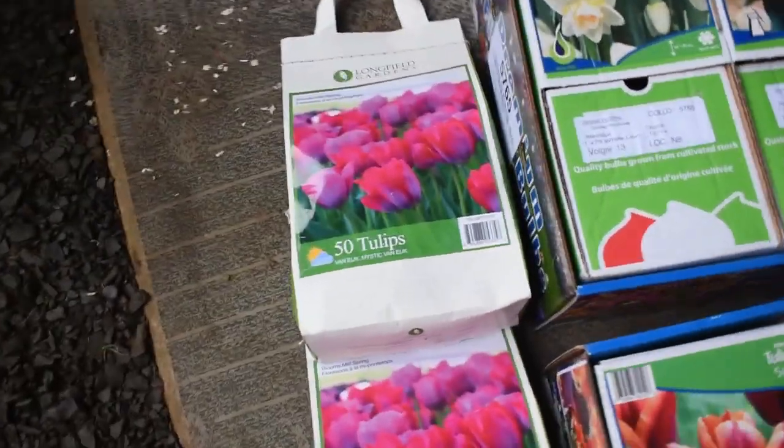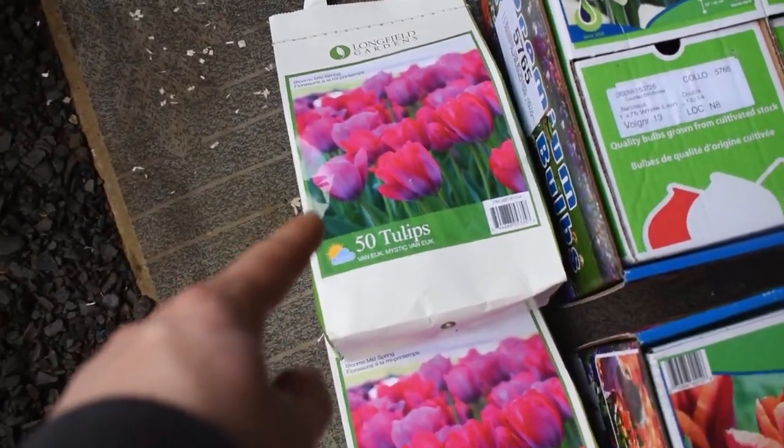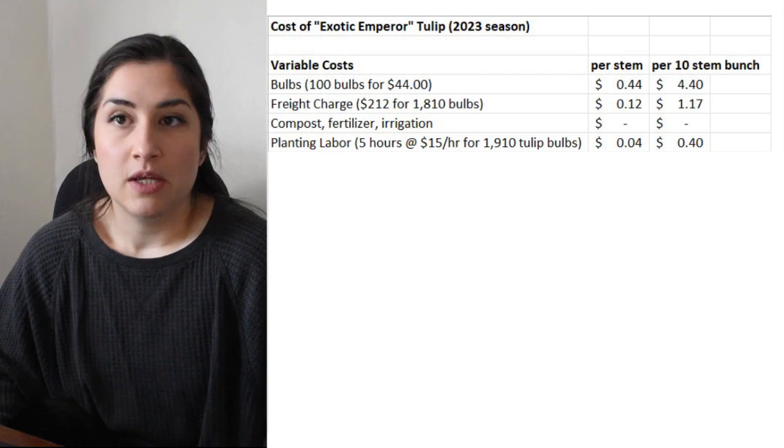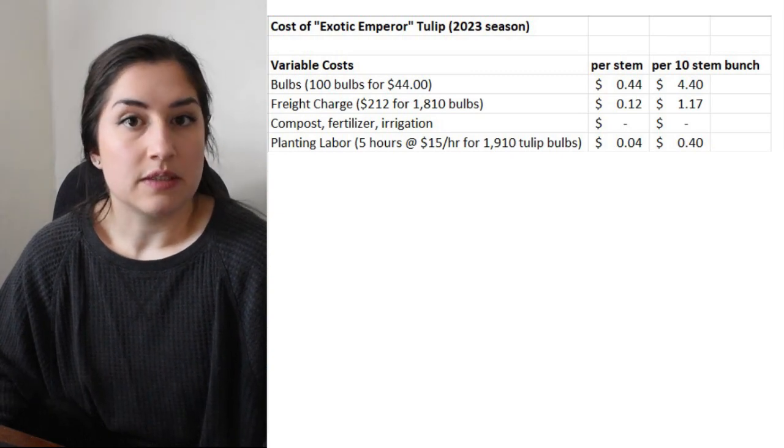It took me 5 hours to plant all of those tulips in my raised beds here, so that works out to 4 cents per bulb. And I'm pricing my labor at $15 just so I have a standard. You could price your labor at whatever you would like to. In my opinion, it does make sense to price your labor at whatever you would pay somebody to do that as an employee.